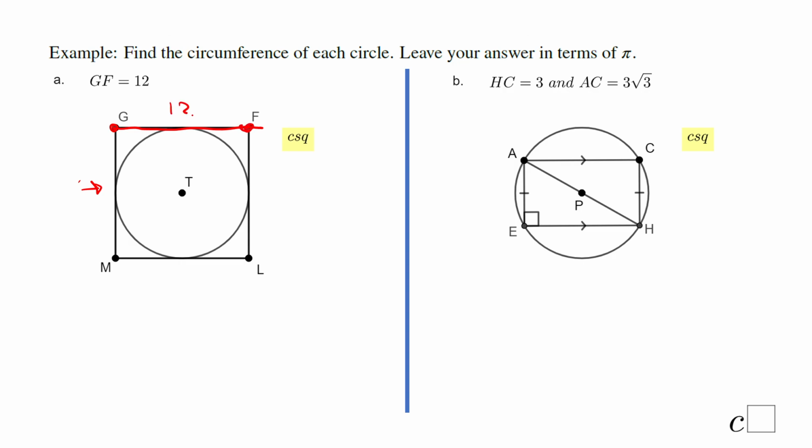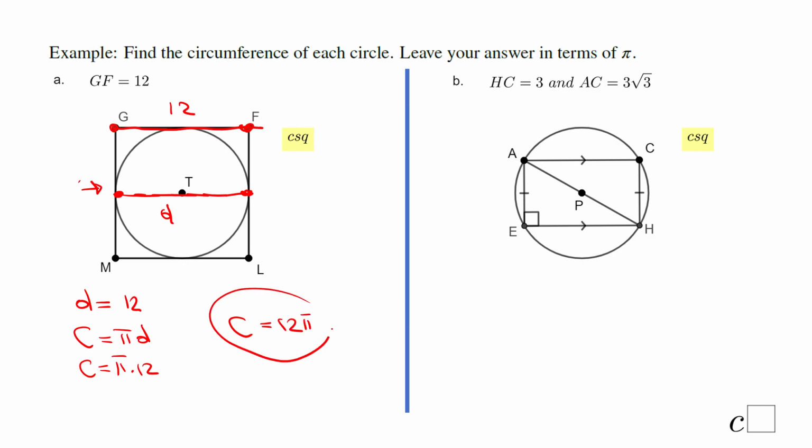Ladies and gentlemen, you notice this segment is the same as this segment, which is the diameter. So in fact this problem is very simple. The diameter is 12. The circumference is going to be pi times d, the same formula, so it's going to be pi times 12, so it's going to be 12 pi. Let's take a look at part B.